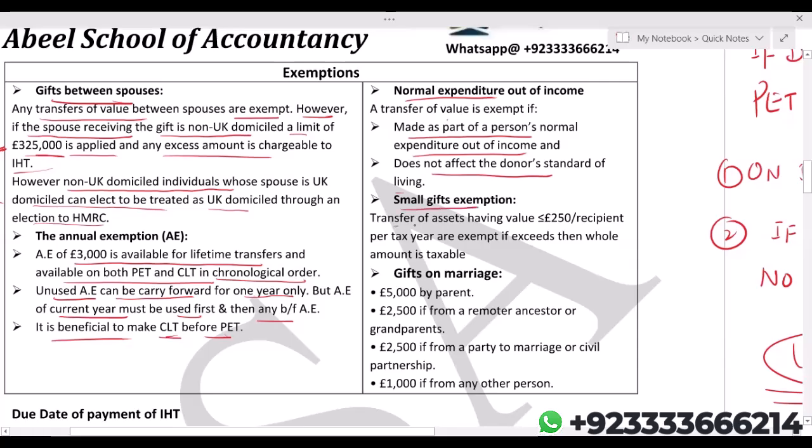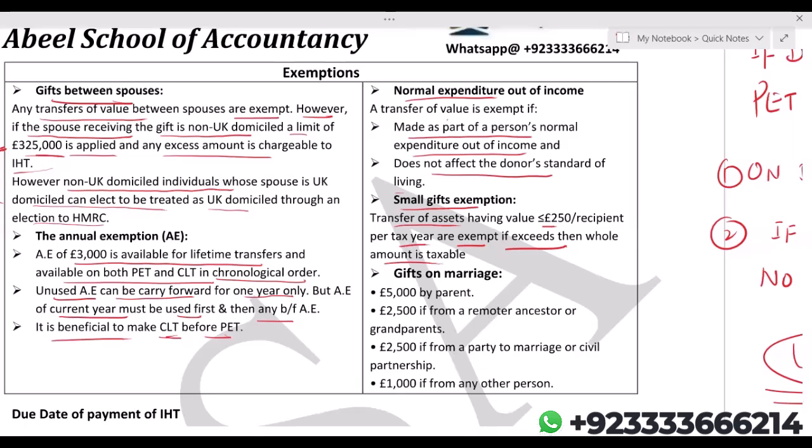Small gift exemption. Transfer of assets having value less than or equal to £250 per recipient per tax year is exempt. If it exceeds, then the whole amount becomes what? Taxable. Now there is something very important. But now listen to me carefully. If your examiner says that Mr. Y is paying their children's fee, let's assume £300 per month.